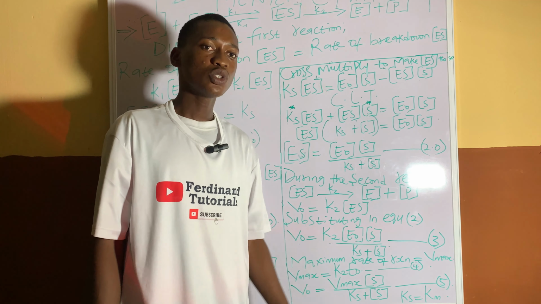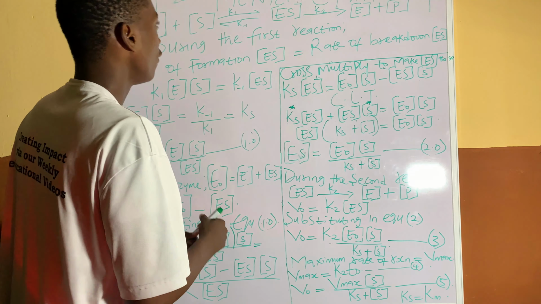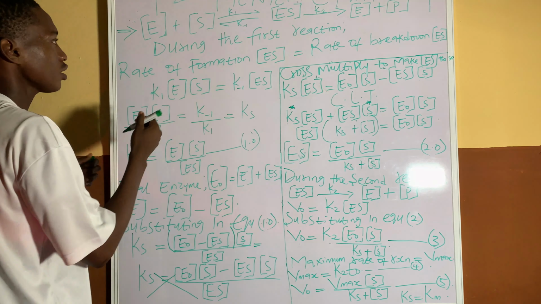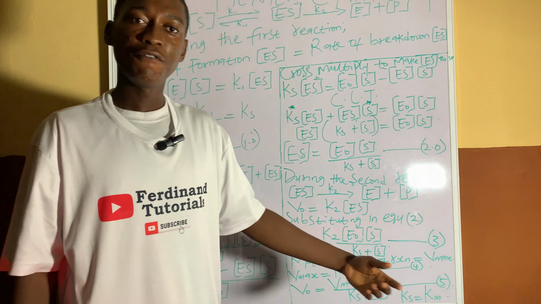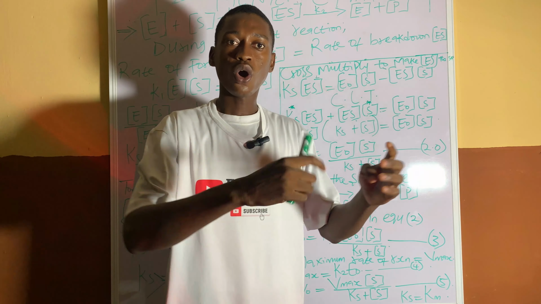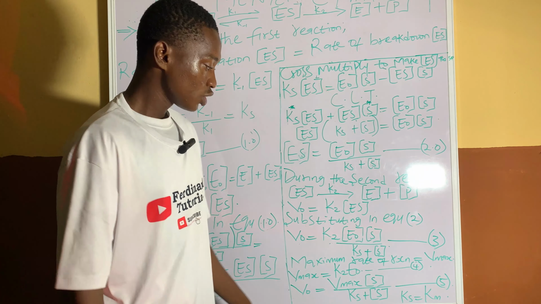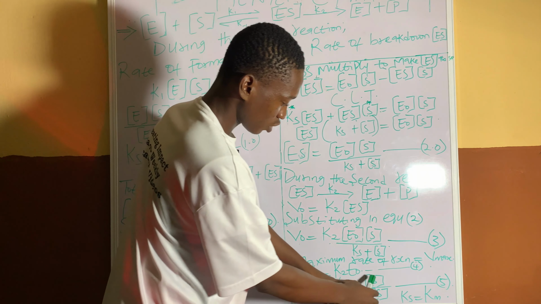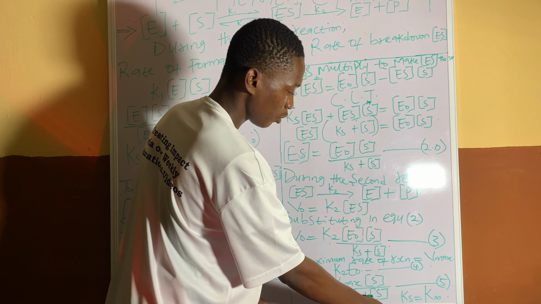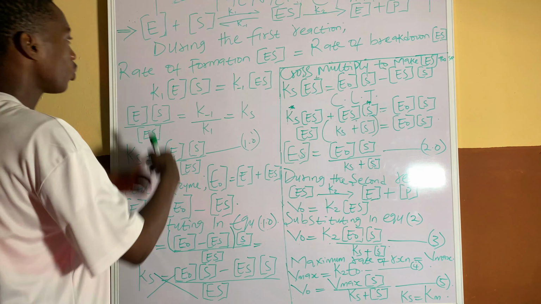Now remember at this particular point, Ks can be equal to Km. And that is why in your Michaelis-Menten equation, you can have V0 equal to Vmax times concentration S all over Km plus concentration S. So this is the particular equation where we have V0 equals Vmax S all over Ks plus S, which is the Michaelis-Menten equation.